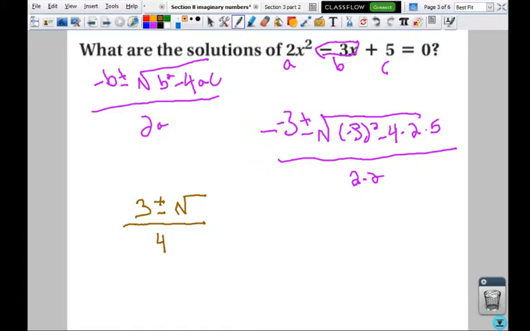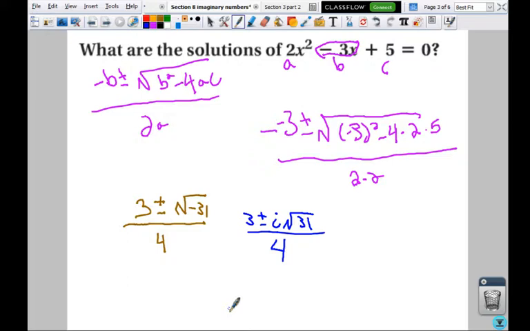So I'm going to go back. I have the square root of negative 31. Can we square root that negative 31? No, not really. So we're going to have to do our imaginary thing. What I'm going to do is square root the negative and put it out in front here. And we're going to have 3 plus or minus i, and then square root of 31. And then the whole thing is going to be divided by 4.